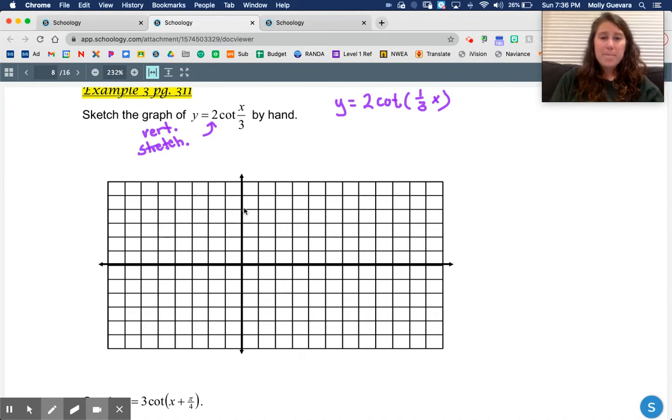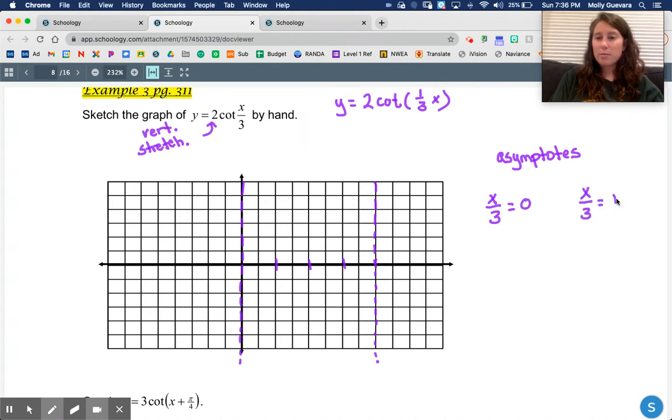This has not been moved left or right, and I know that because there's no plus or minus. So I'm going to draw my asymptote at 0, draw 4 tick marks, and the fourth one is going to be my last asymptote. However, I'm not going to label this yet because the period has changed because of the x over 3. To find the asymptotes, I set whatever's inside the parentheses, x over 3, equal to the first parent graph asymptote, which is 0, and the second, which is pi, and solve. Times 3 on both sides: x equals 0, so I feel good about where I drew that asymptote. Times 3 again: x is equal to 3 pi. So this, instead of being labeled pi, is going to be 3 pi for this problem.